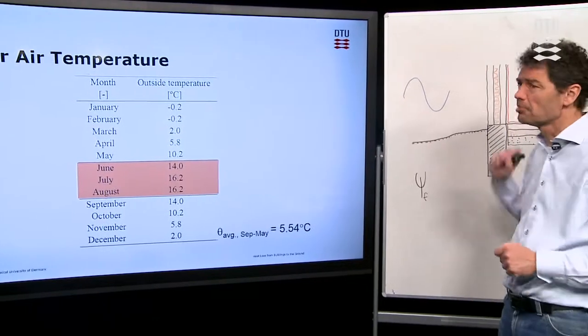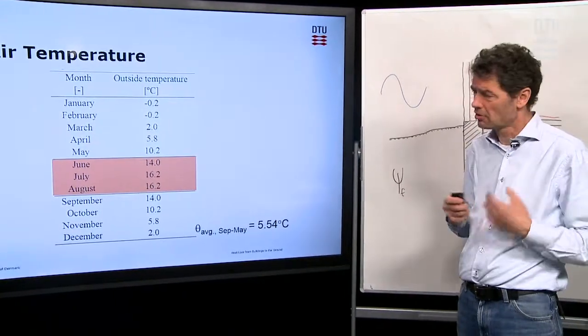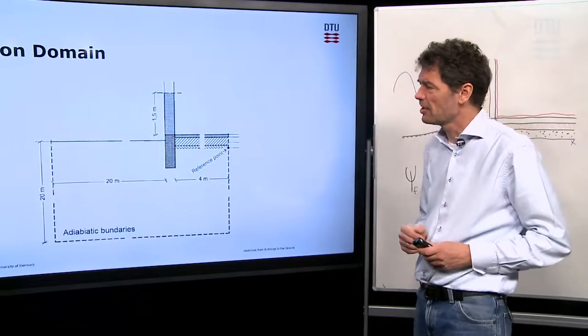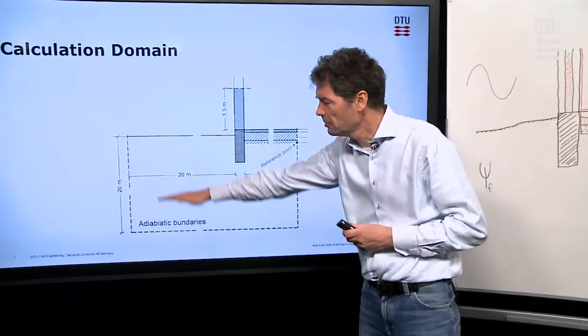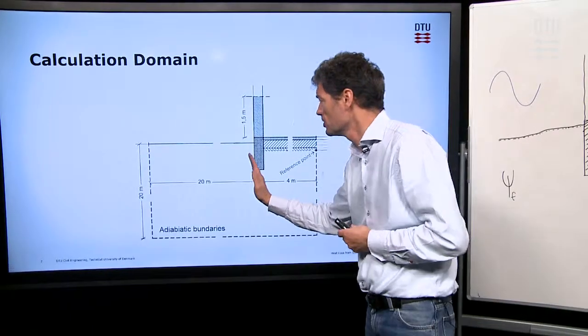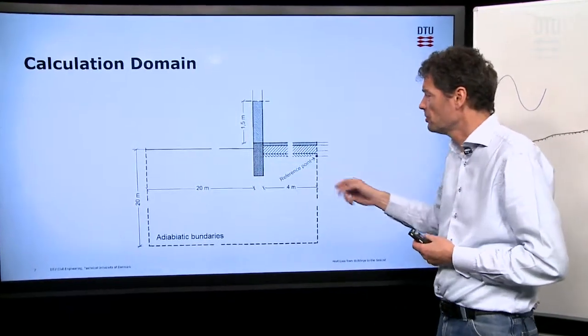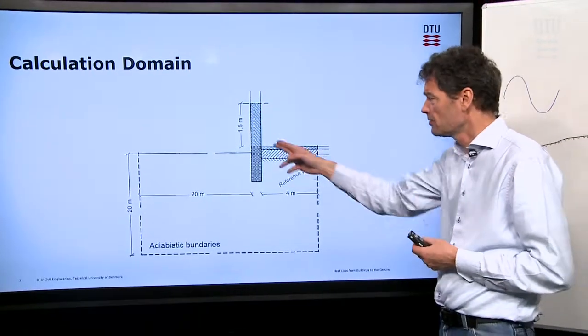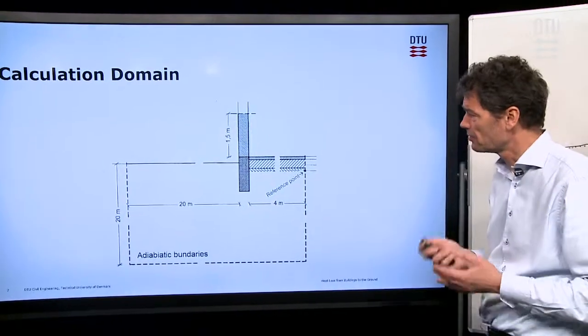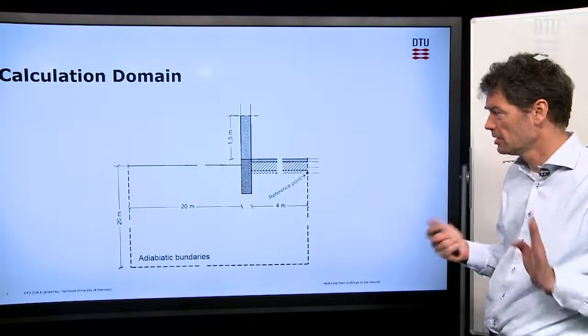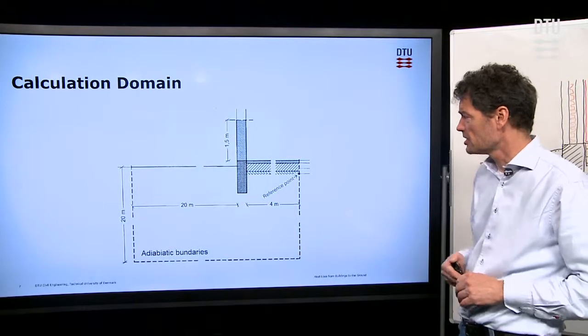That's another number we need to know to represent also the outdoor climate. Here's the geometry again, because the standard prescribes a little bit further that we must calculate 20 meters down into the soil and 20 meters away from the building. And below the floor, we should take 4 meters into the building from the interior surface of the foundation. And the wall, we should go 1.5 meters up. So that's specified as a calculation domain.